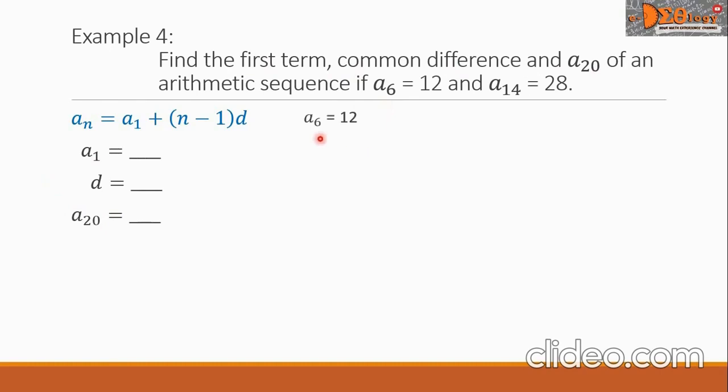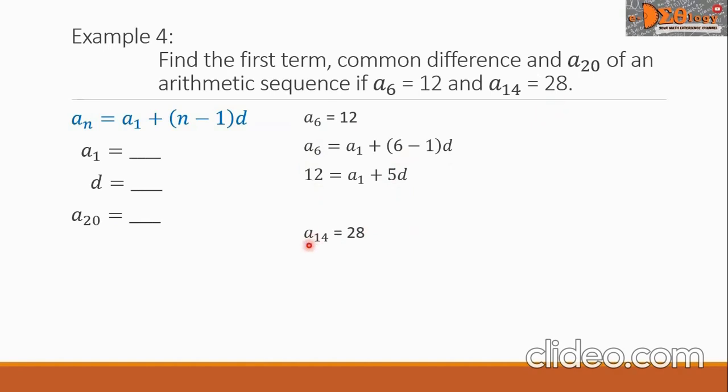Let's begin with a sub 6 equals 12. Let us write this a sub 6 with regard to our general term formula. So this is a sub 6 equals a sub 1 plus the quantity 6 minus 1 times d. Let us substitute the value of a sub 6 as 12. So this is now 12 equals a sub 1 plus this 6 minus 1 is 5 times d. So this is 5d.